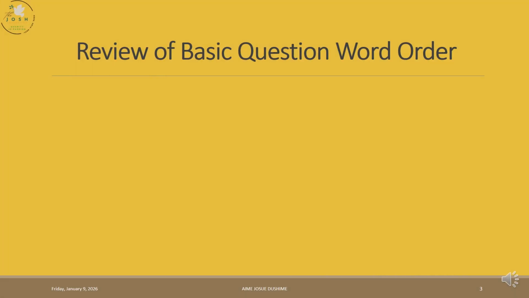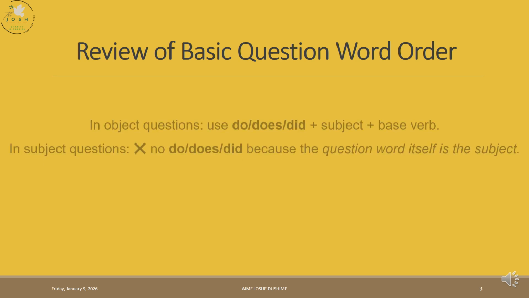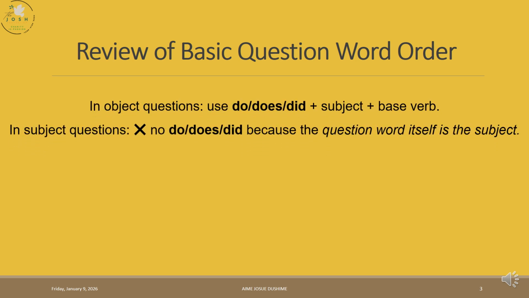Let's go quick. Let's review the basic question word order. Remember, in the previous lesson we have seen WH questions, yes/no questions, and what we call the B questions. In object questions, remember, here we use do, does, did, plus subject, plus verb. And in subject questions, no do, no does, no did, because the question word itself is the subject. And I have told you that simply in the previous lessons.